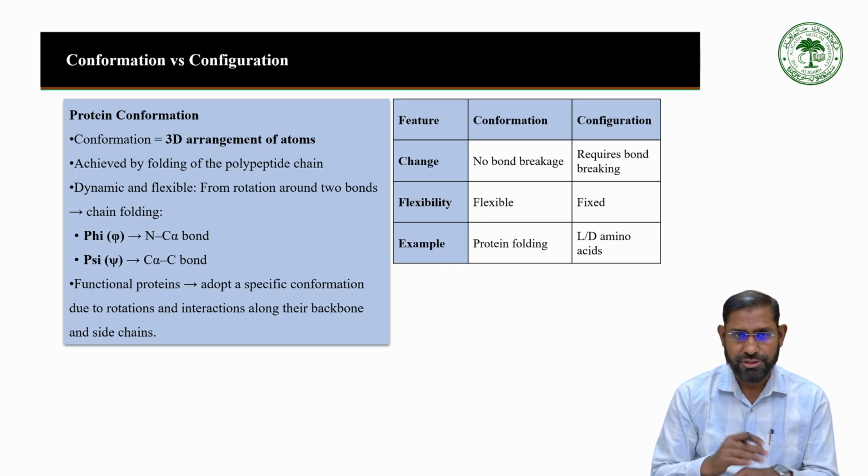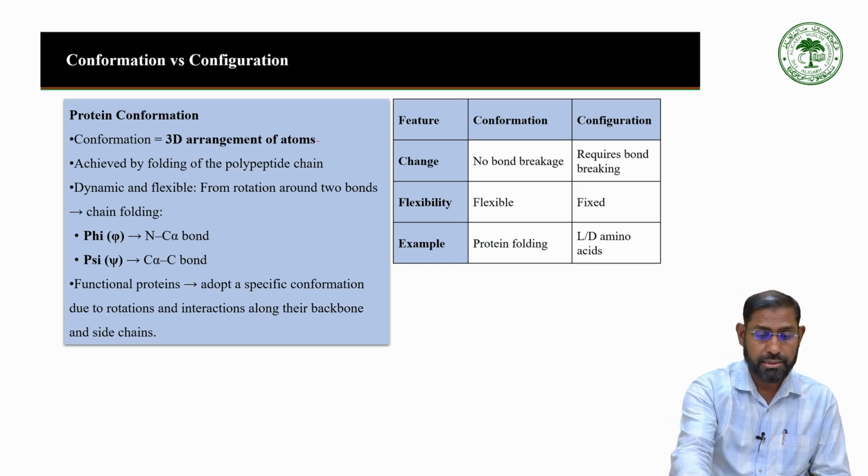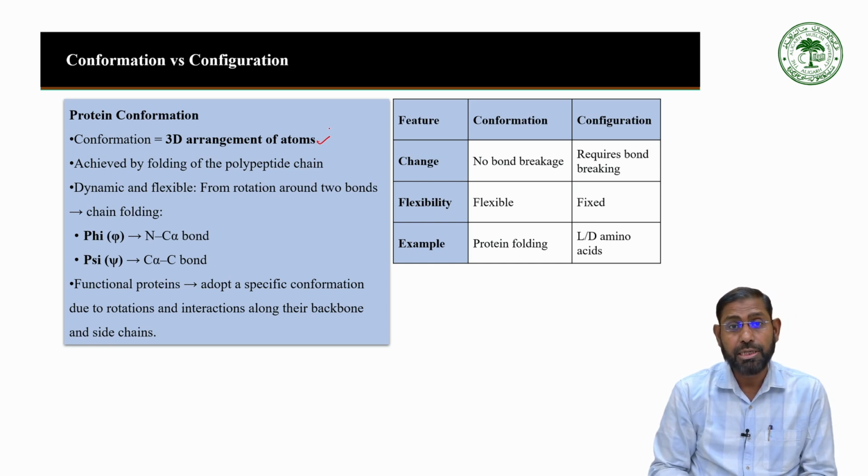Conformation and configuration, these two terms are totally different from each other, and they have differences. What is conformation and what is configuration? Protein conformation. Conformation means 3D arrangement of atoms. There is a 3D arrangement of the atoms achieved by folding of the polypeptide chain. When the polypeptide chain folds, it arranges in 3D, and it is dynamic and flexible.